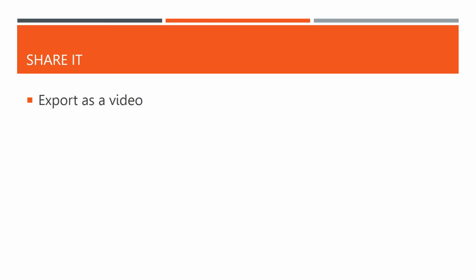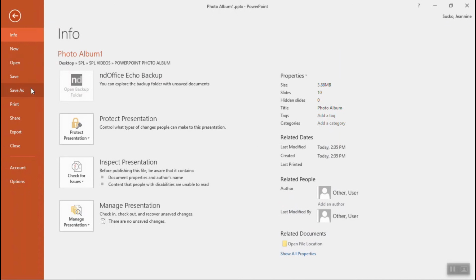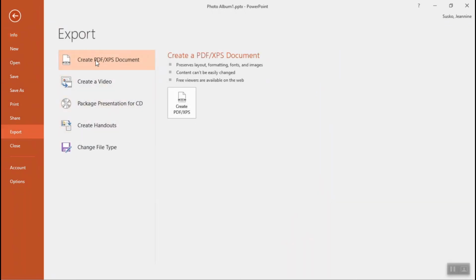A great way to share your PowerPoint photo album is to make it into a video. You can export the album as an MP4, then email it, upload it, or post it to social media. So you can go ahead and create the photo album using either of the two options we looked at. And when it's complete, you're going to go over to the File tab, and you're going to come down to Export. And the option you want to choose is Create a Video.